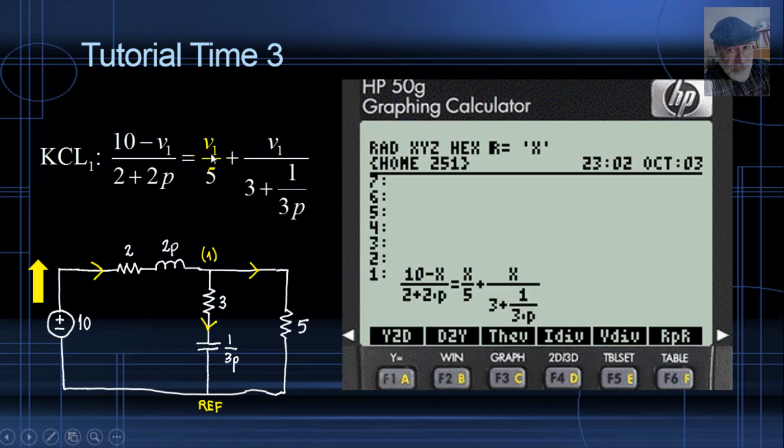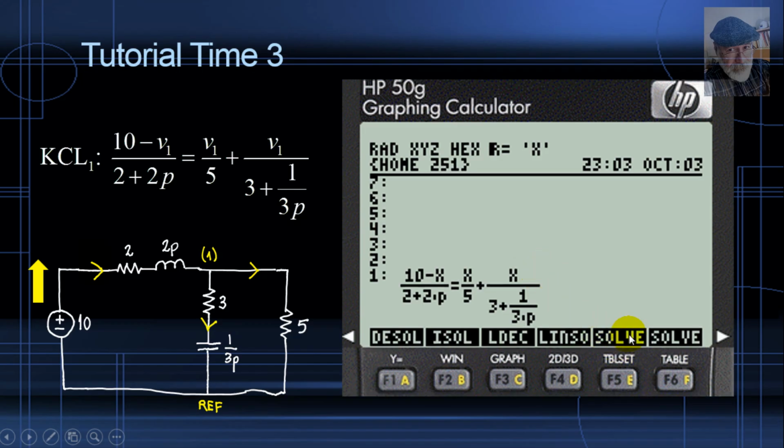In the calculator, instead of writing V1, I will write X because it's the easiest variable to write. There is a letter key on the keyboard already, but to do that, I have to make sure that the independent variable is X, and you know how to do that. Mode, CAS, independent variable, make sure that is X. I have written that KCL equation here, but instead of V1, I've written X. 10 minus X, X over 5, etc. Symbolic solver, and this key, F5, will solve for the independent variable. Which one? The one up here for X.